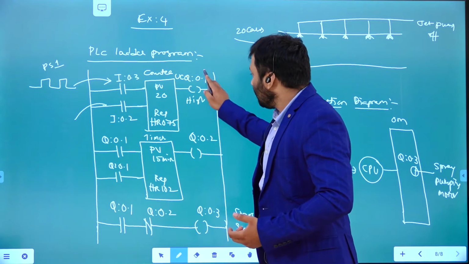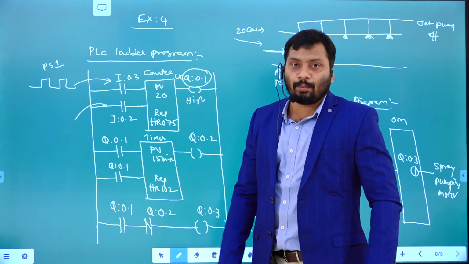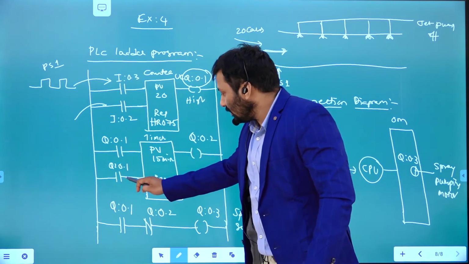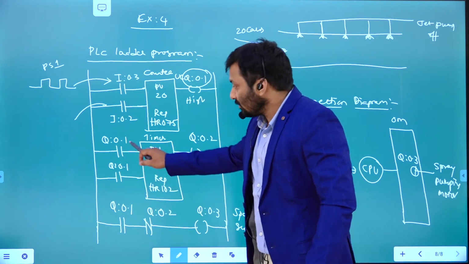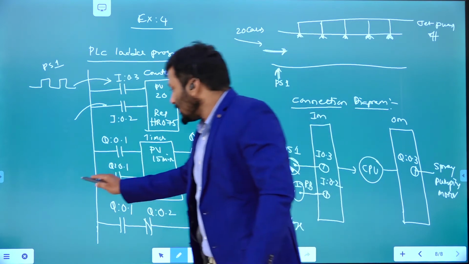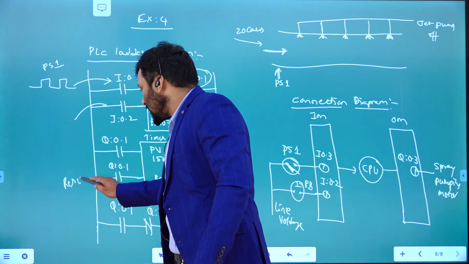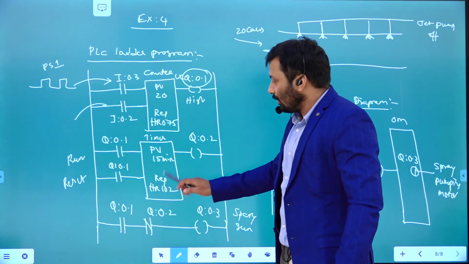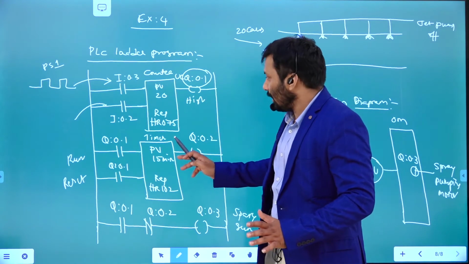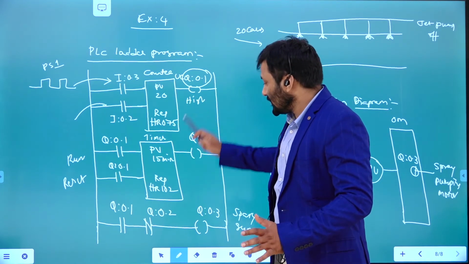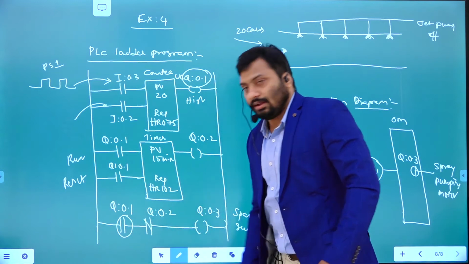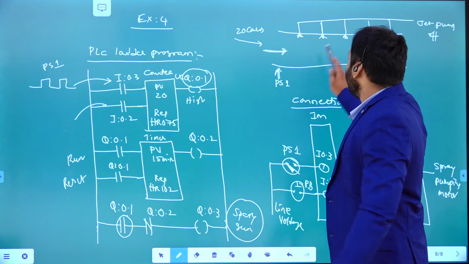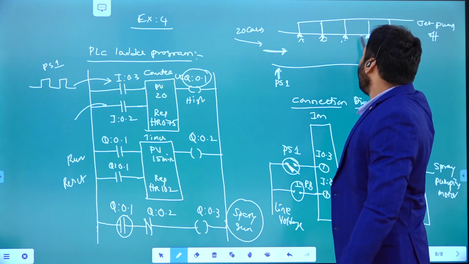Whenever this output is high, its address is Q0.1, right, its bit is high. So this same address is given to reset this particular timer as well as to run this particular timer. This is the reset input of the timer, this is the run input of the timer, right. So both are going to start at the same time, whenever this is high, so this one is also going to be high. Whenever this is high, what will happen, it's going to start the spray gun, that means this spraying is going to start.